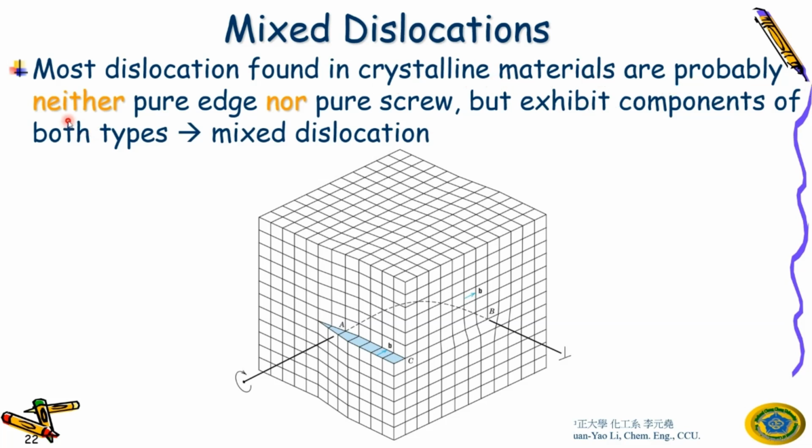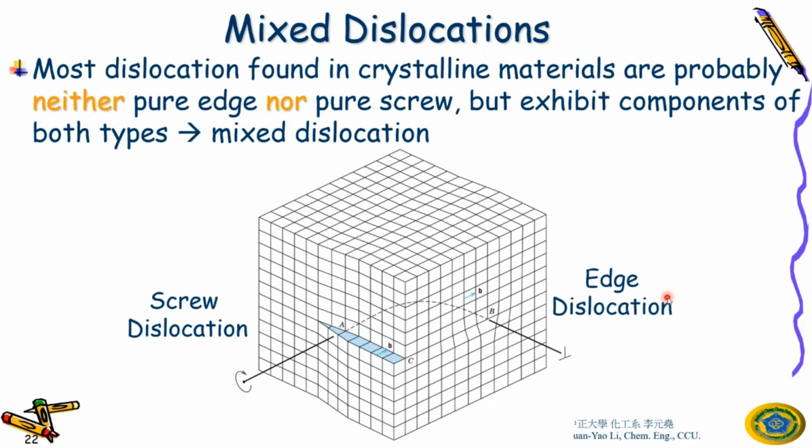Found in the crystalline materials are probably neither pure edge nor pure screw, but inhibit components of both types. It's called mixed dislocation. Mixed dislocation looks like this. This is screw dislocation, this is edge dislocation.